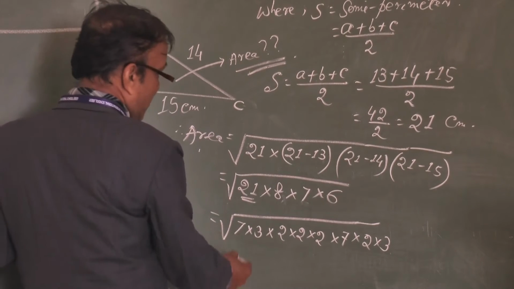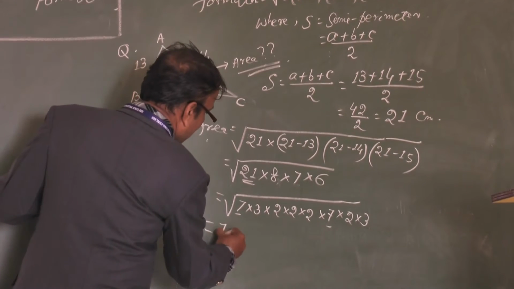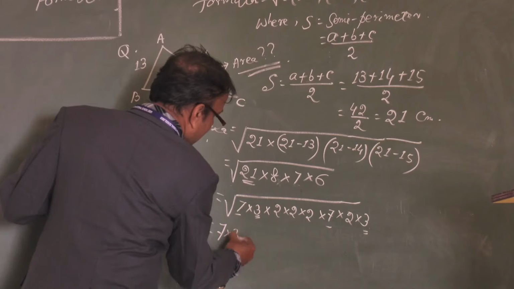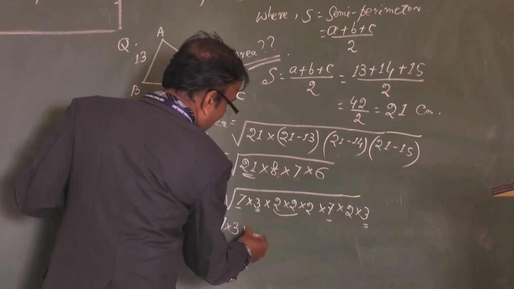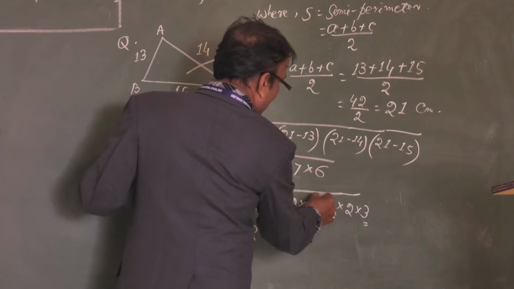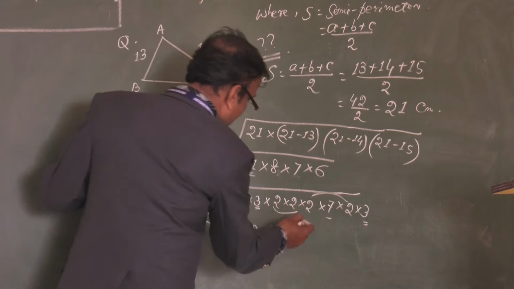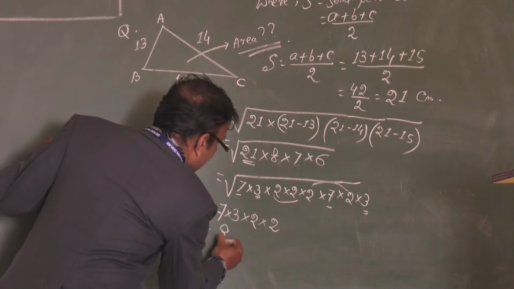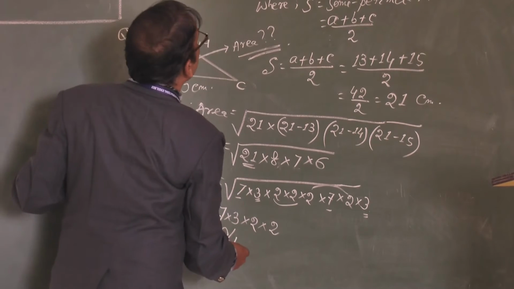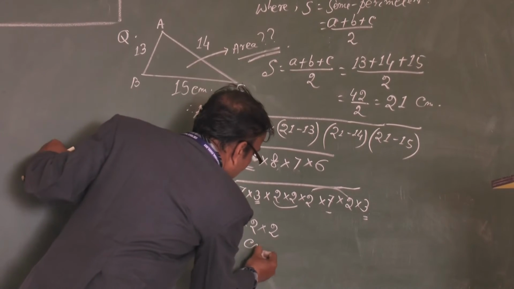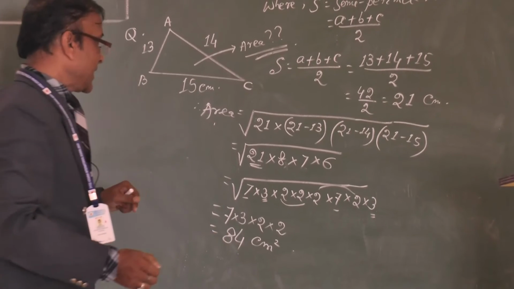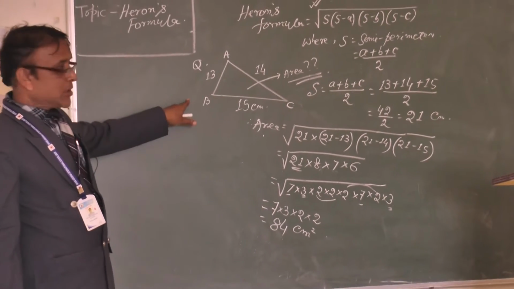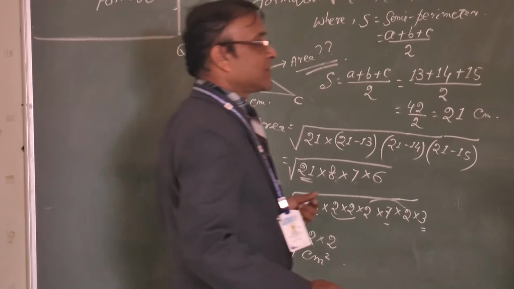Now what you will do: out of the two 7s, you bring out one 7. Out of the two 3s, you bring out another 3. Out of these 2s you bring out a 1, and from these 2s you bring out another 2. So it is 7 into 3, 21, into 2, 42, into 2 it is 84. 84 what? Area, so it is cm square. So this is the area of the triangle whose three sides are 13 centimeter, 14 centimeter and 15 centimeter.